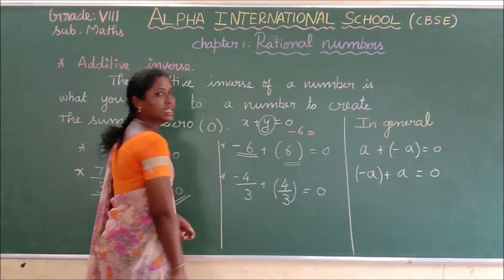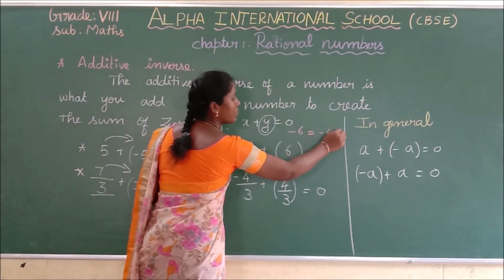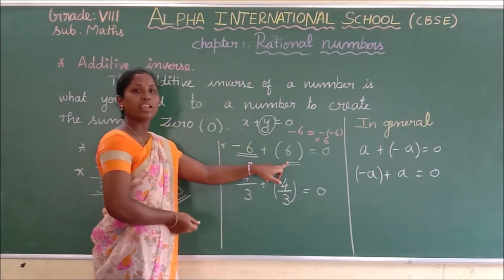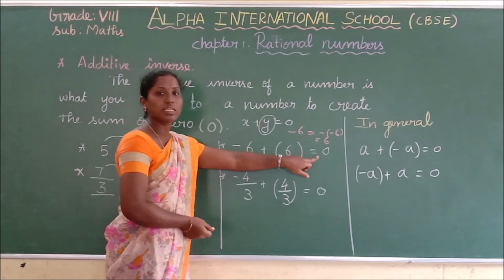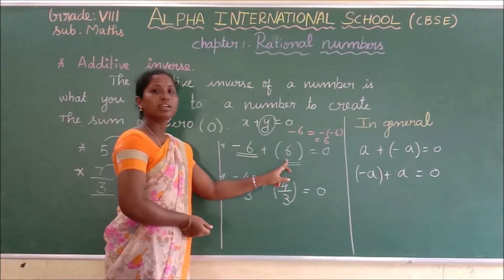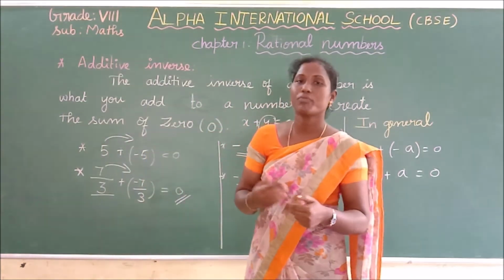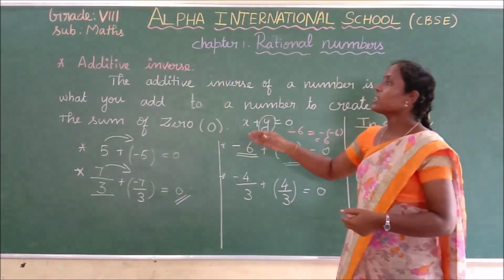What is the negative of minus 6? Minus of minus 6 will give you the result plus 6. So see here, we added 6 only to get the result 0. Here also we are adding the negative of the number only. So in general we can say that the negative of the given number itself acts as the additive inverse.